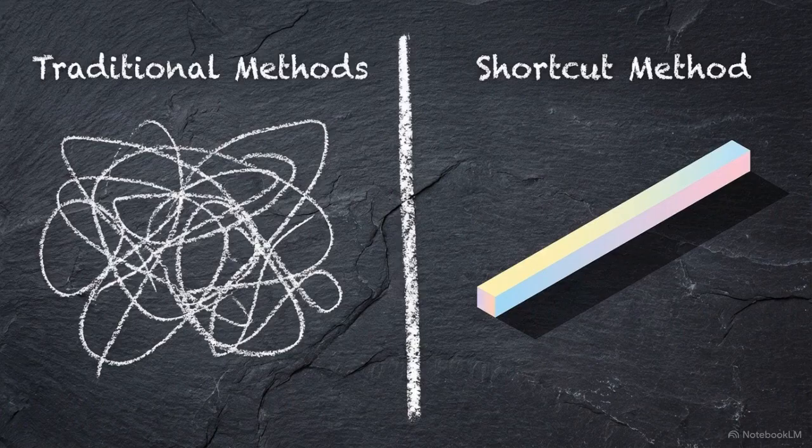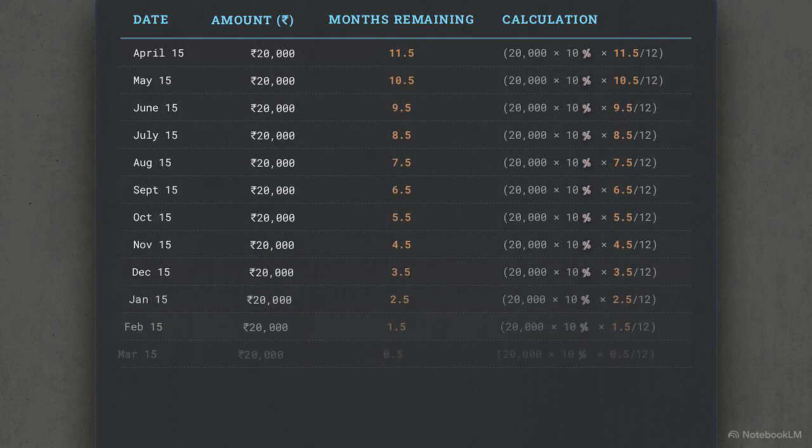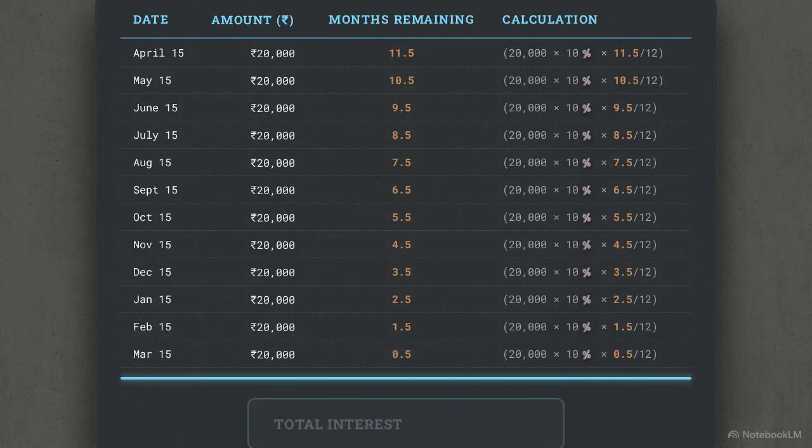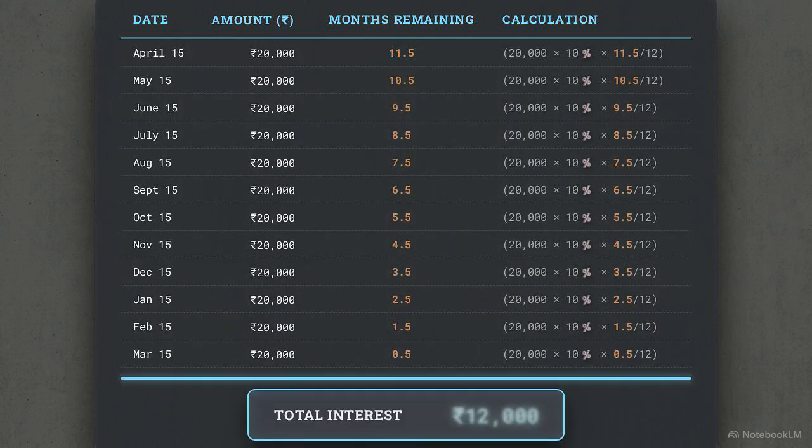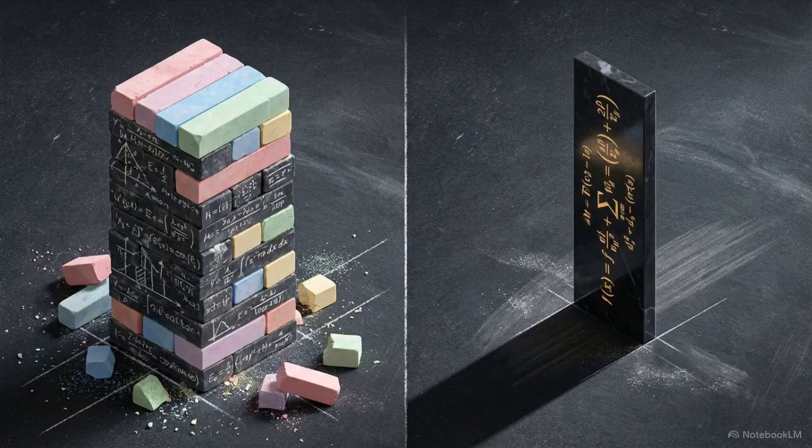Contrast this single-line calculation with the traditional methods. Without the shortcut, you would be forced to calculate a 12-row table using complex decimals for every month. You eventually reach the same $12,000 total, but the risk of a manual calculation error is significantly higher. The shortcut method condenses 12 lines of arithmetic into one equation. It eliminates the repetitive steps where most calculation errors occur.